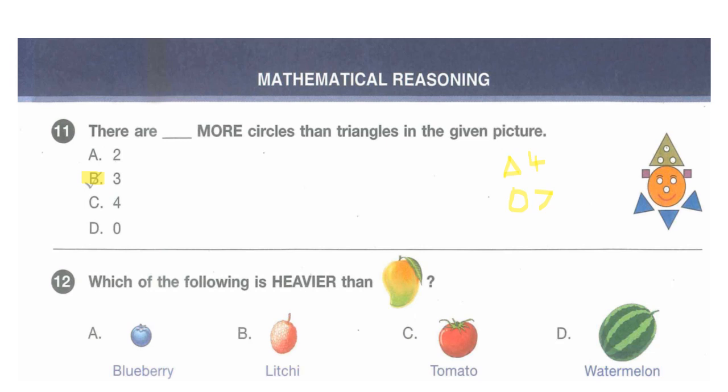Question number 12. Which of the following is heavier than a mango? A. Blueberry, B. Lychee, C. Tomato, D. Watermelon. So we have to select the option which is heavier than a mango. This is a very easy question. The answer is option D, because obviously watermelon is heavier than mango.